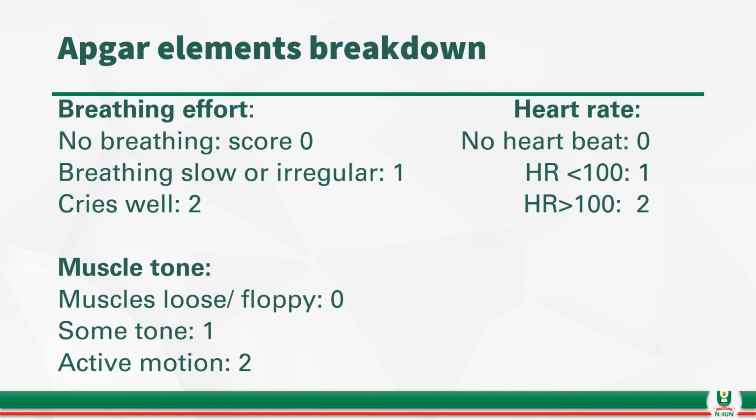Now, the heart rate. If you check with the stethoscope and the baby doesn't have any single heartbeat at all, no lub-dub sound from the chest, it is 0. But if you count the heart rate and it is less than 100 beats per minute, you score 1. Usually, a baby's heart rate is higher than that of an adult at birth, usually over 100. If it's over 100, you score 2.